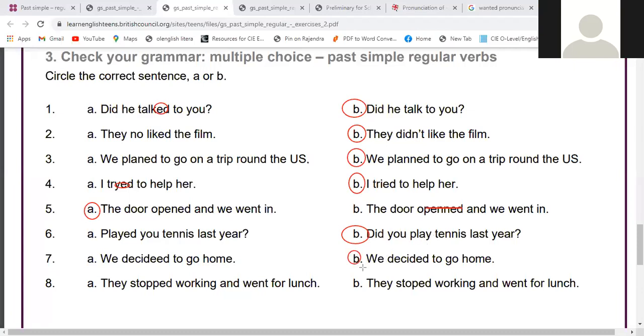Yes, B. We decided to change the verb, adding ED.